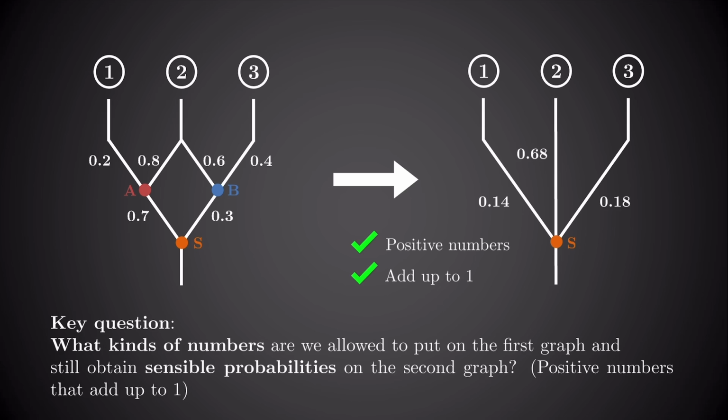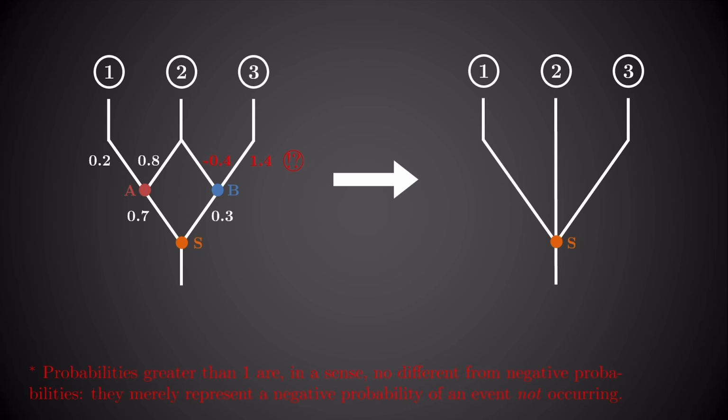As an example, let's try putting a negative number on the edge connecting B and 2. To conserve probability coming from B, this means we need to put a number greater than 1 on the edge connecting B and 3. So let's see what we get now on our second graph using the same steps as before. Would you look at that? We still get 3 positive numbers that add up to 1.